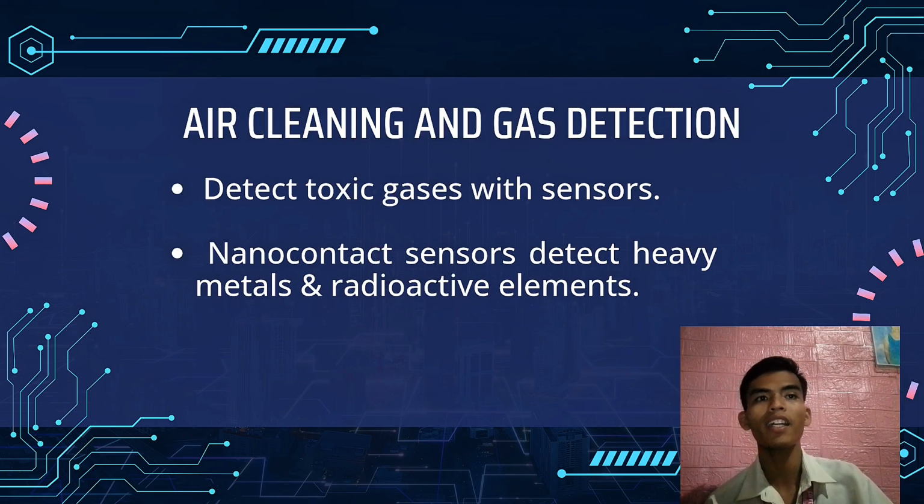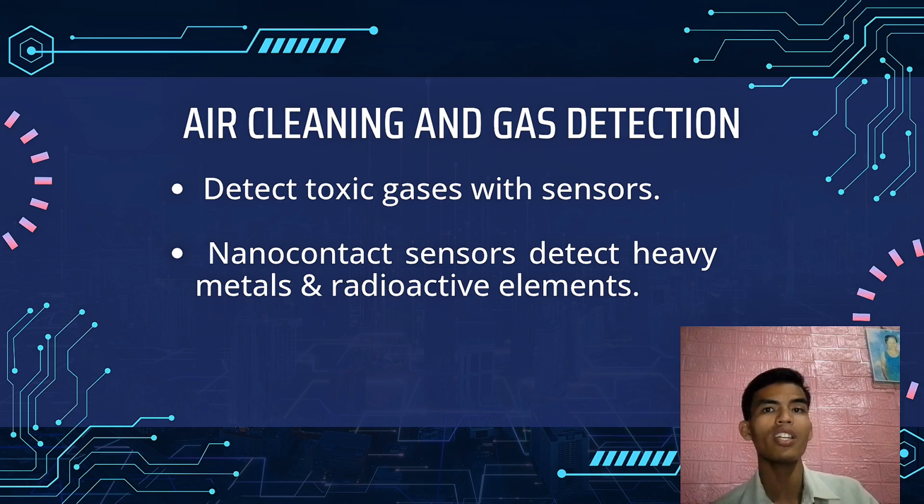For the air cleaning and gas detection, it detects toxic gases with sensors. Nanocontact sensors detect heavy metals and radioactive elements. Nanotechnology enables precise detection of harmful gases and pollutants, using advanced sensors that work efficiently at low temperatures.